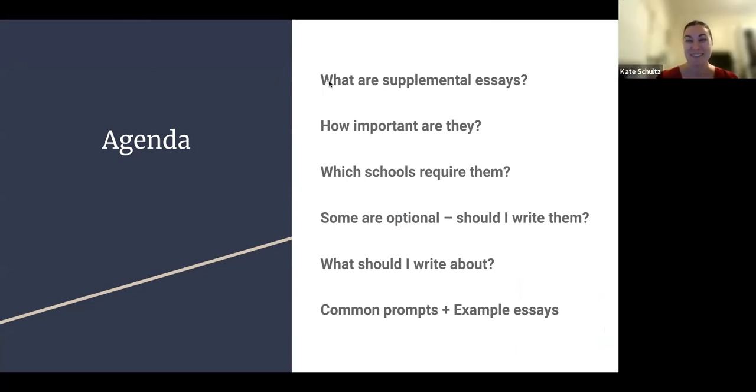Thank you. So on the agenda for today, we have several things that we'll be going over. First off, what are supplemental essays? So what are these aspects of the application, and how important are they? Which schools require them? Some of them are optional, so in those cases, should you write one? If so, what should you write about? And we'll also go over some common prompts and some sample essays, so you can get a sense of how other students have crafted theirs, and how you might go about it as well.